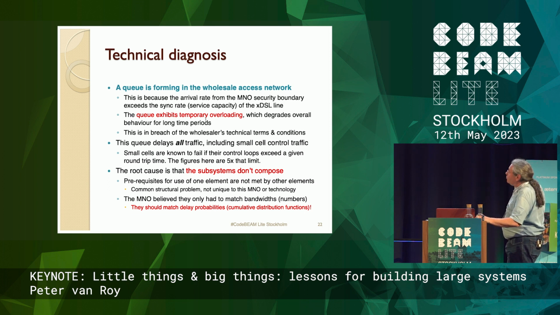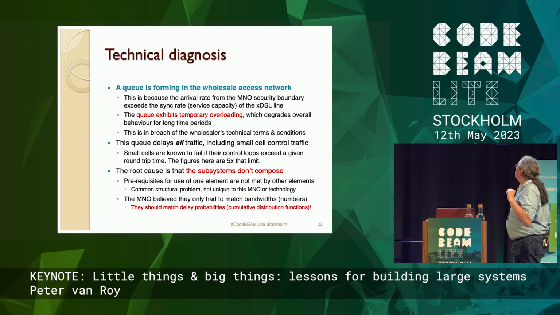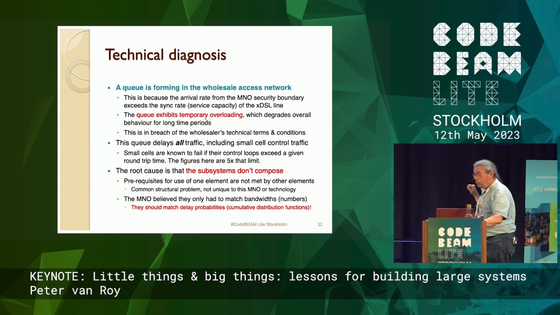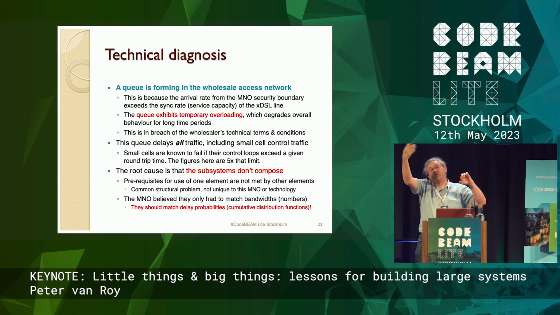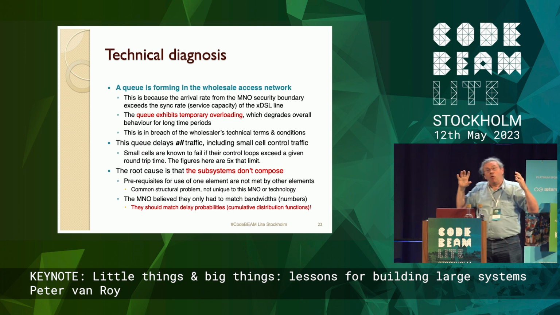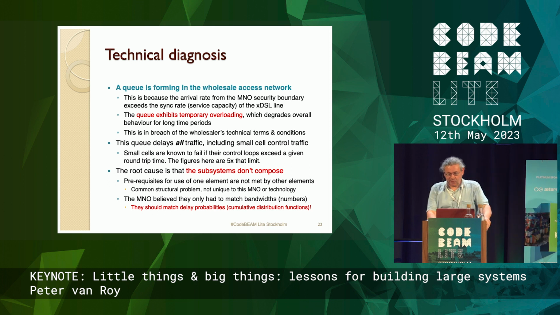The problem is this queue is delaying all the traffic, and the root cause is that the subsystems are actually not composing because they were not really designed right. The MNO believed they only had to match bandwidth. Sure, if my system has a certain bandwidth and what's coming in is less, fine. But you have fluctuations, okay, which were not correctly taken into account.